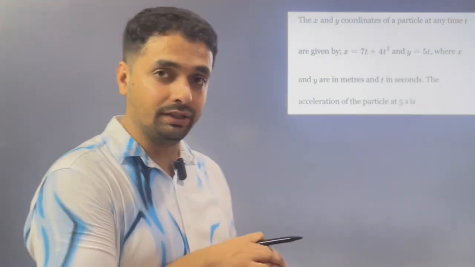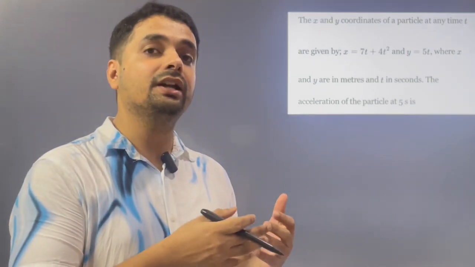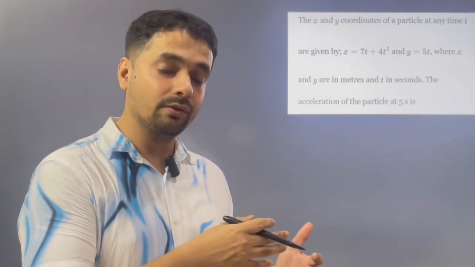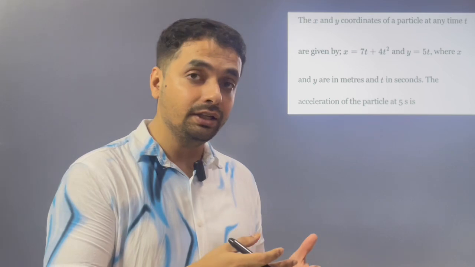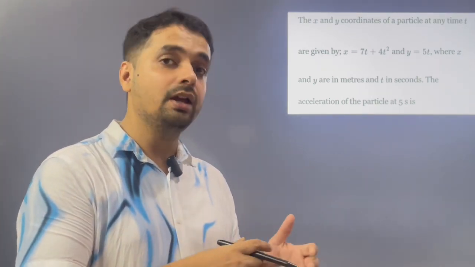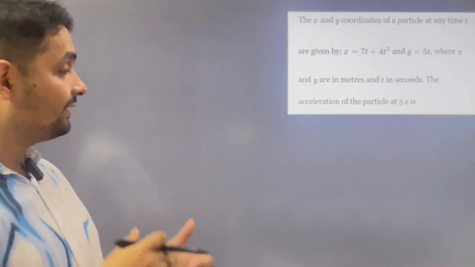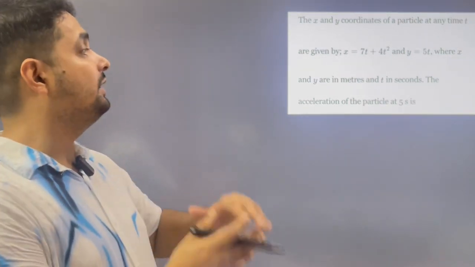You know the displacement and velocity. How can you find velocity from displacement? Velocity is dx by dt in the x direction, and velocity in the y direction is dy by dt. Once you get the velocity, how can you find the acceleration? Acceleration is dv by dt. So we will go step by step. First we will find the acceleration equation and then we will put the t value as 5 seconds.